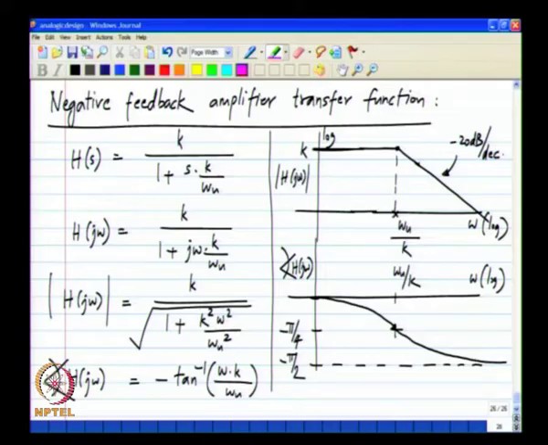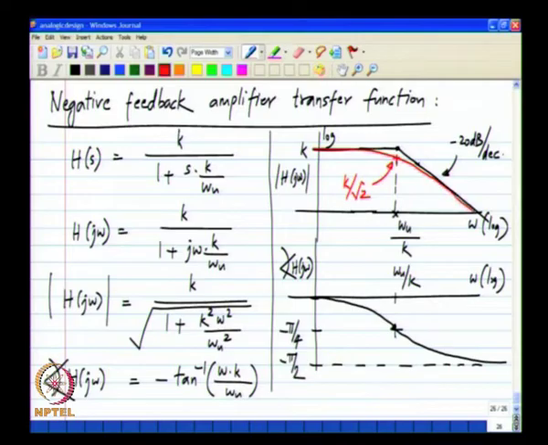So, this is the magnitude response and this is the phase response. The magnitude is close to the ideal value of k for frequencies well below this pole value omega u divided by k, and well beyond omega u by k it goes off at 20 dB per decade. Now, at the frequency omega u by k, you can see that when omega equals omega u by k, you get k divided by square root of 2. So, k divided by square root of 2 is basically 3 dB below k.